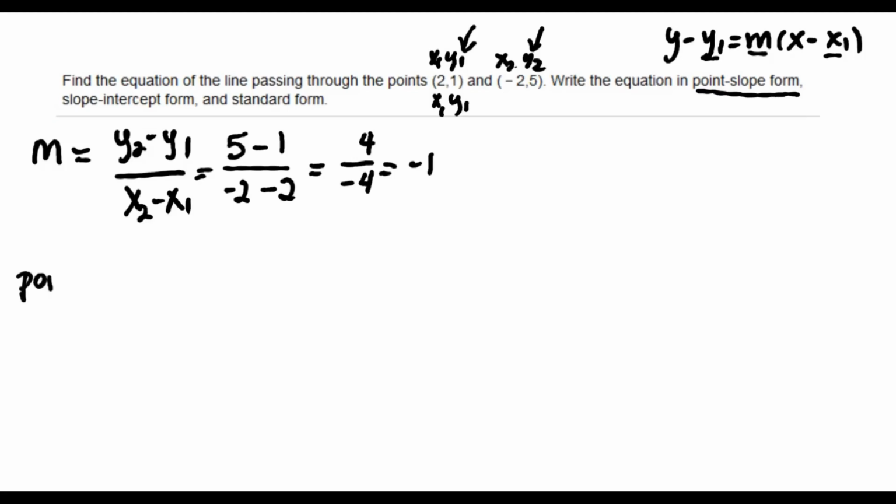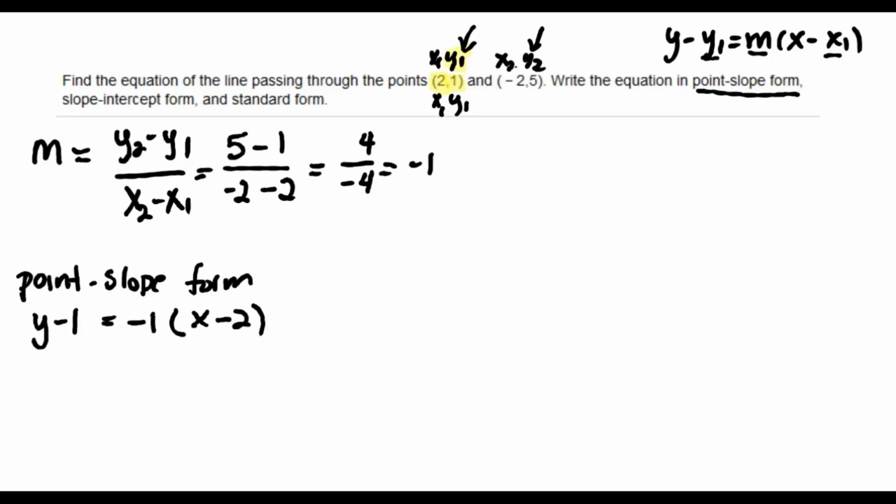So our point-slope form is y minus 1. I am using the same y1, equals m times x minus x1. So I'll use that 2. And that's the point-slope form. The only thing I might do is instead of writing minus 1, write negative. So that's our point-slope form.